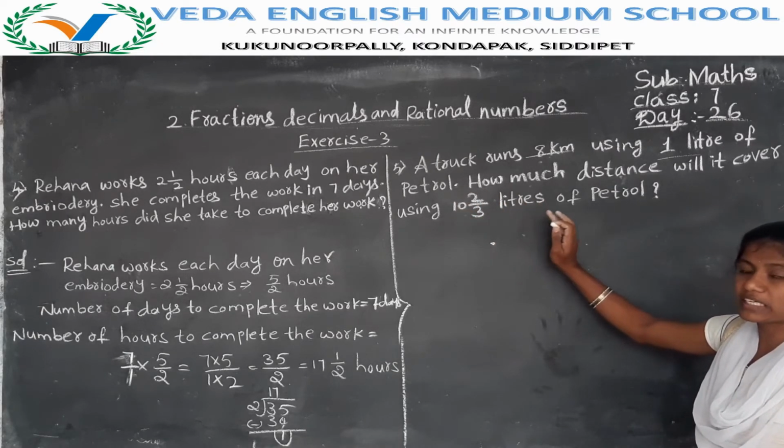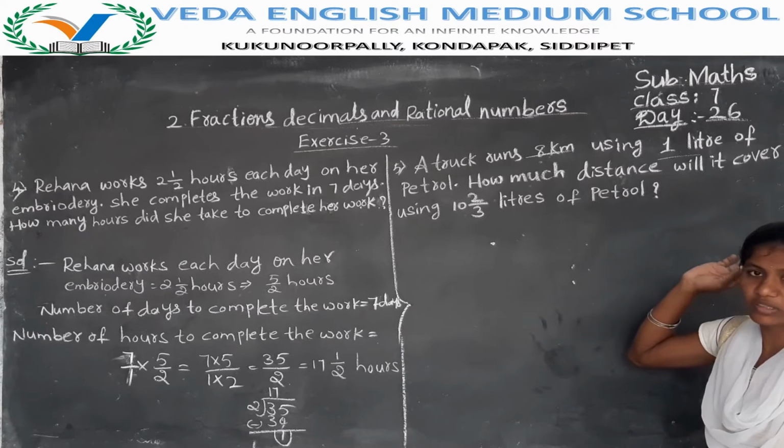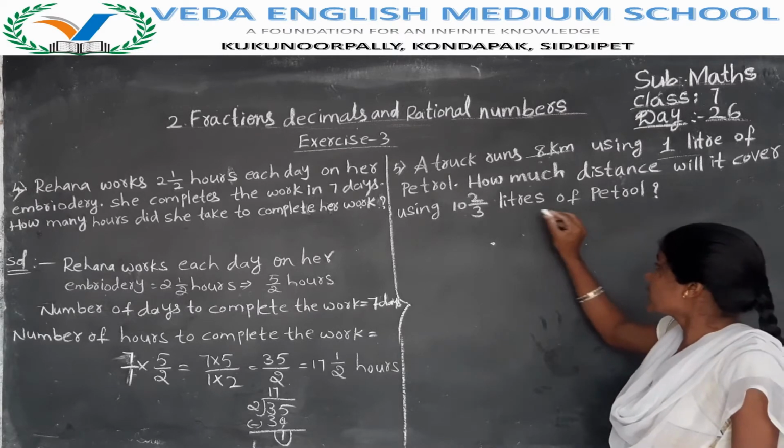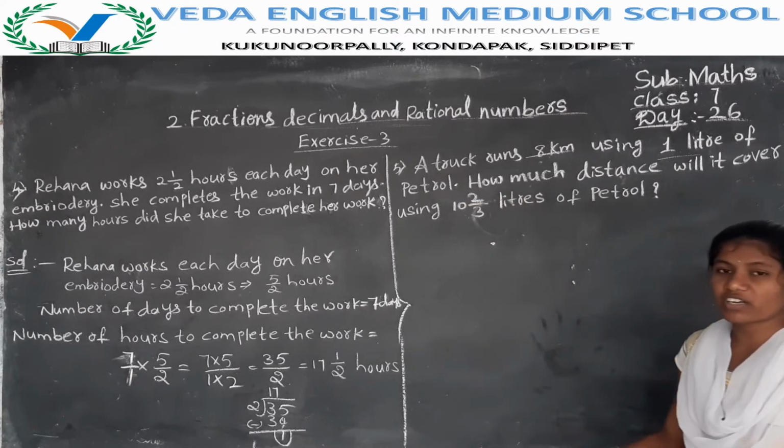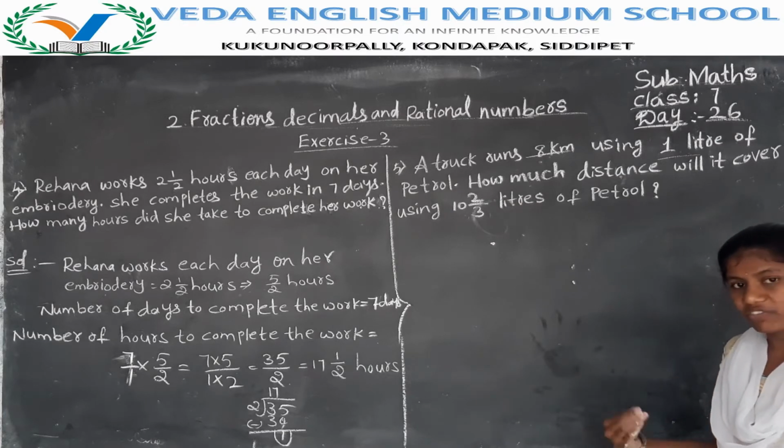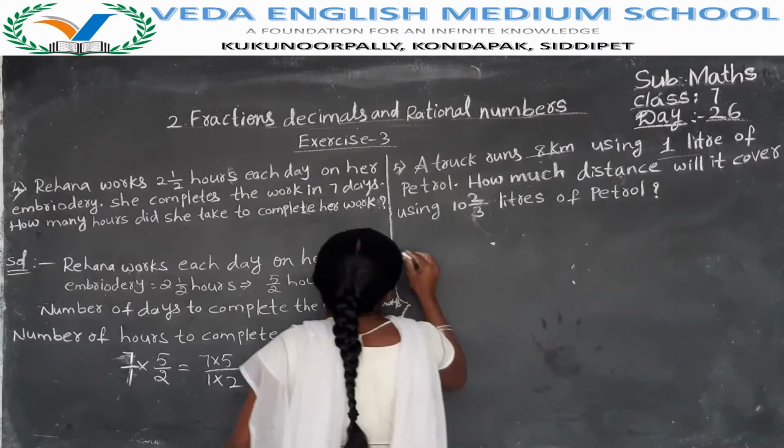10 into 2 by 3 liters of petrol use chesukoni entha distance vastundo adugutunnaru. Now, it is a mixed fraction. We can convert this mixed fraction into an improper fraction, then we find the solution. Then the solution is equal.